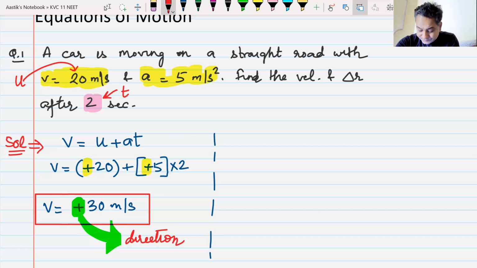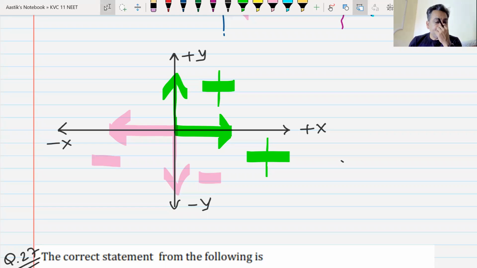I've shown it to you that we are using plus and minus for directions. Do we remember this? We're using plus and minus for directions. So plus and minus always refers to the direction. Do we understand this? Okay. That was the first part.